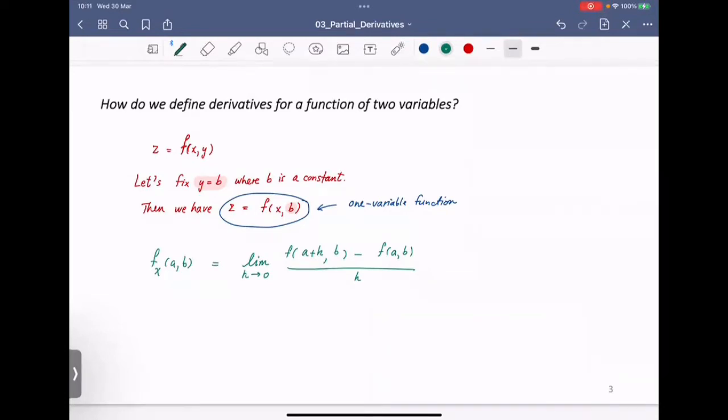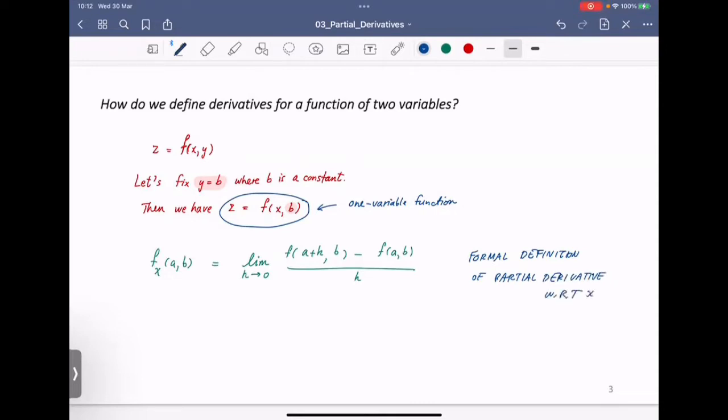But as I told you, when we do the calculation, we are not going to use the definition. If the question asks you to use the definition, you have to. But if the question does not specify the method that you have to use, you can use the formulas that you use in calculus 1. It's totally fine. So this is the formal definition of the partial derivative with respect to x.